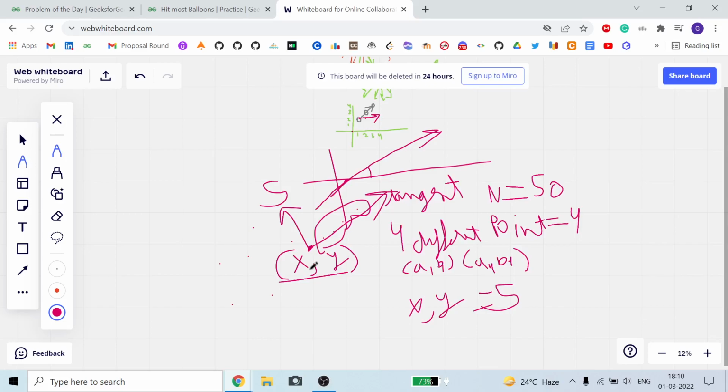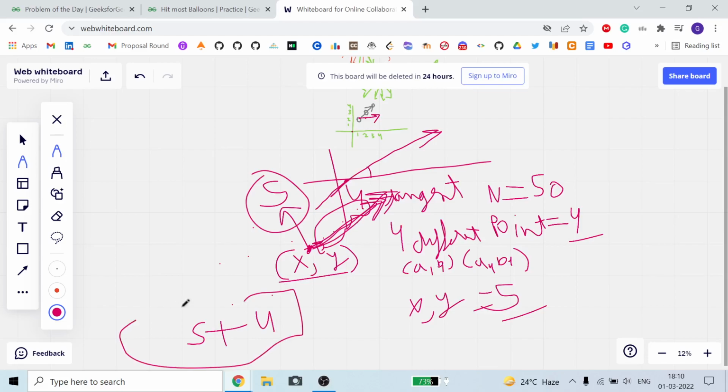So the total number of balloons we can burst is 4 plus 5, meaning 4 balloons in the path and 1 balloon from our starting 5 balloons. So 5 balloons we are throwing, we are starting here, and we fire 5 balloons, and in the path we fire 4 extra balloons. So total 5 plus 4 is equal to 9 balloons we can fire out if we throw an arrow from this particular point in this direction.